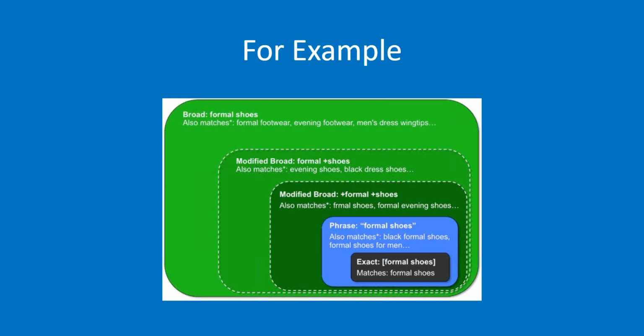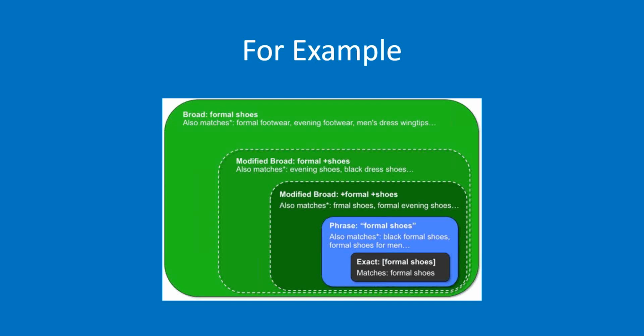An example here kind of gives you an idea of what we're talking about. So on broad match, formal shoes can match to anything remotely related to shoes. Formal footwear, evening footwear, men's dress wingtips. It can also match to men's sneakers, women's sneakers, anything that Google thinks is similar to shoes. So to counteract that, we might go to modified broad, where we add that plus sign that you see in the example, and now we're telling Google this word has to be in the search term. So if I have modified broad for formal shoes, that means I'm not going to match to men's sneakers. It means I'm only going to match to searches with formal shoes or a misspelling of formal shoes.